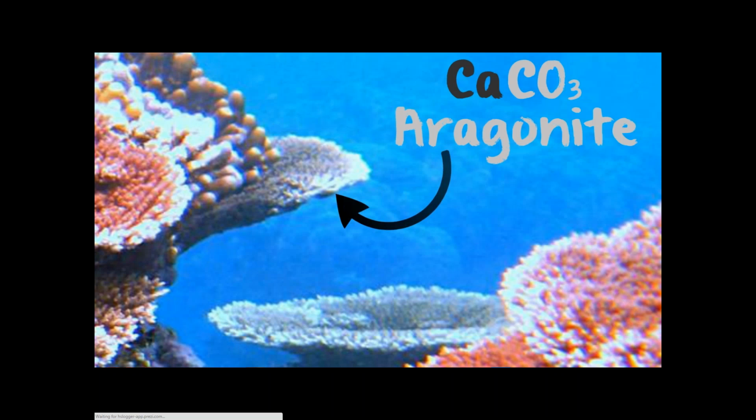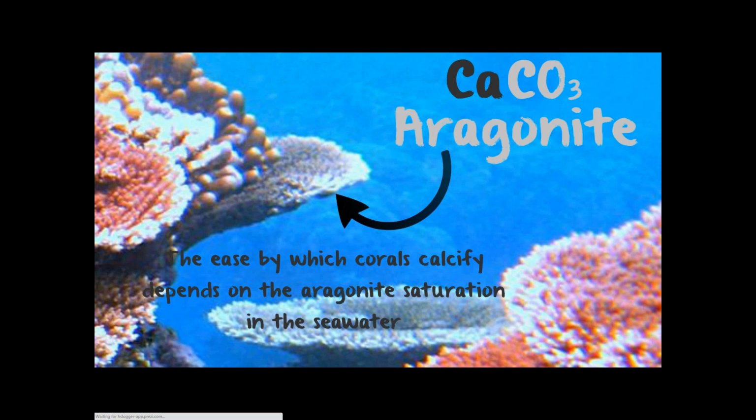And aragonite is the form of calcium carbonate used by hard corals or reef-building corals. And so remember, as carbonate is decreasing in the ocean, so is aragonite. And while it's not really a direct correlation, the ease by which coral can calcify depends on the amount of aragonite or the aragonite saturation in the seawater.